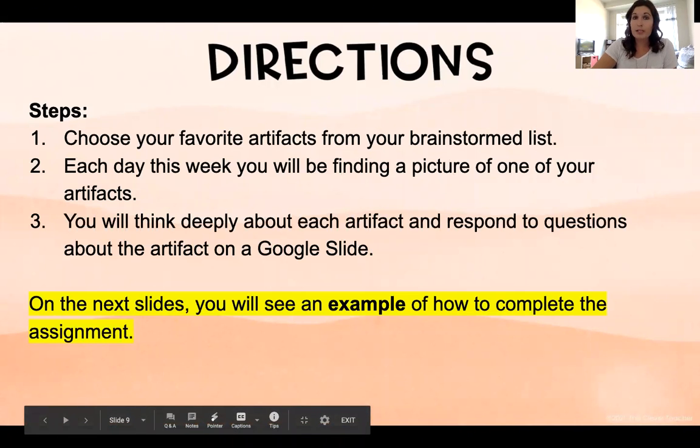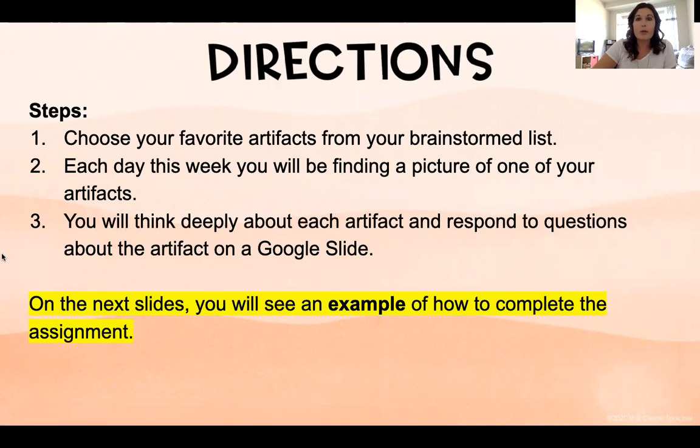Today, what we are going to be doing is looking at our brainstormed list of artifacts and choosing our favorite ones from that list. Each day this week, you will be finding a picture of each of those artifacts, and you will be thinking deeply about each artifact and responding to questions about that artifact on a Google slide. On the next slides, you will see an example of how to complete this assignment.